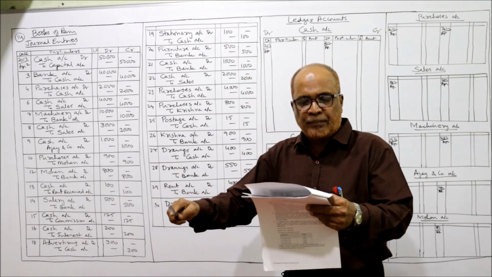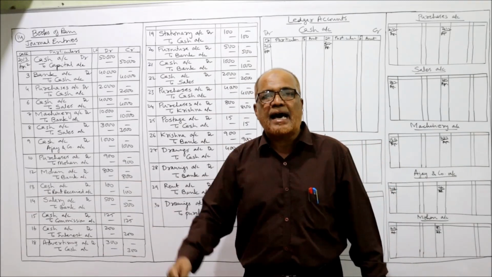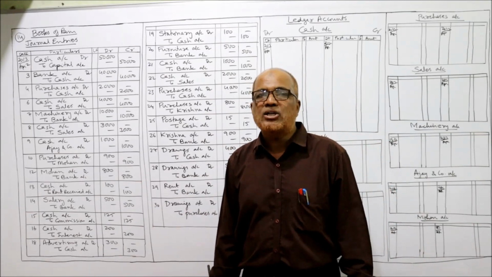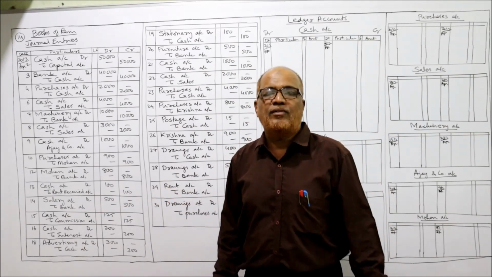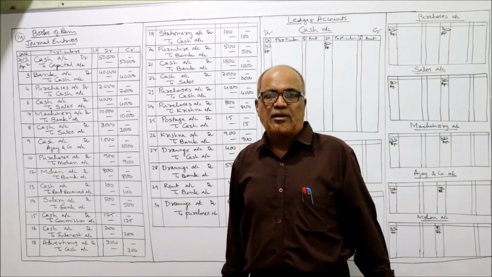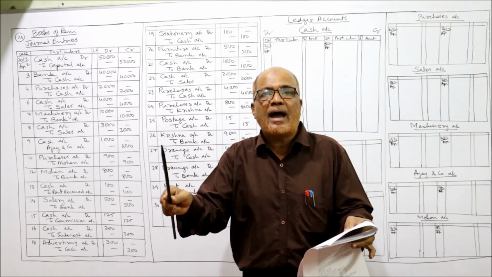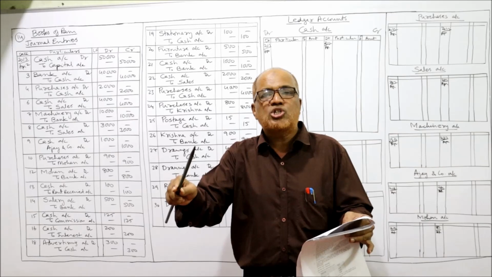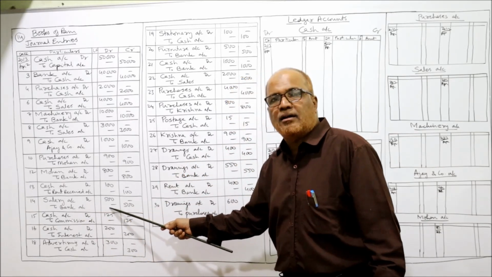14th, paid salary to Sharma by check. We are not concerned to whom salary is paid; we are concerned what is paid. So salary is an expense. So salary account debit to bank, being the check issued for salary to Sharma.